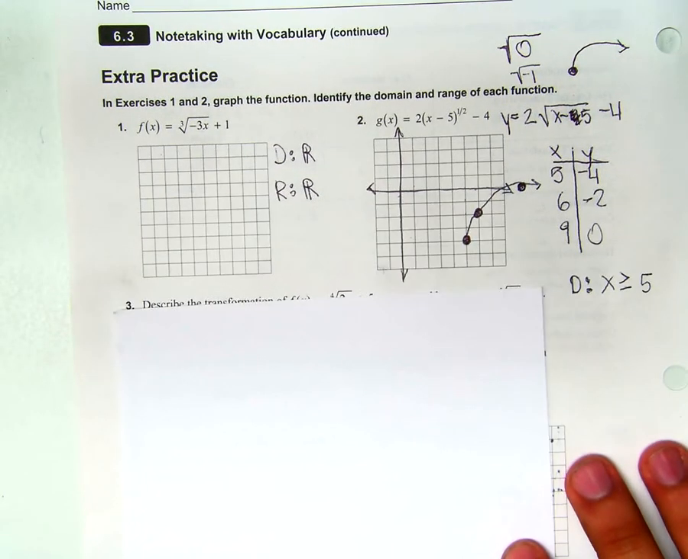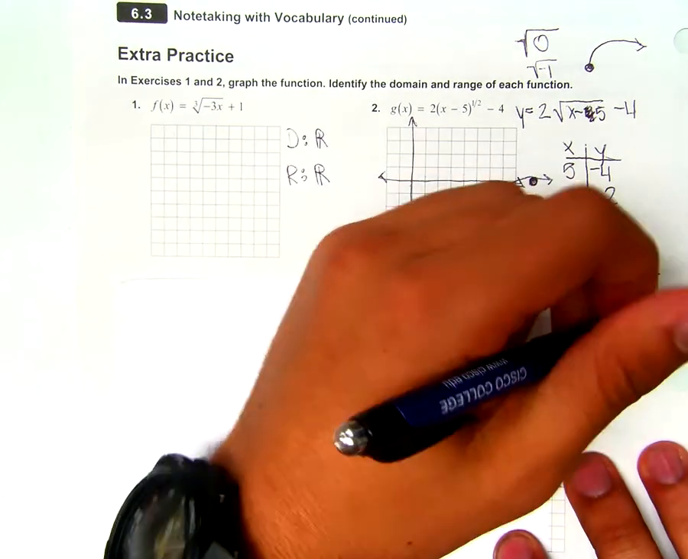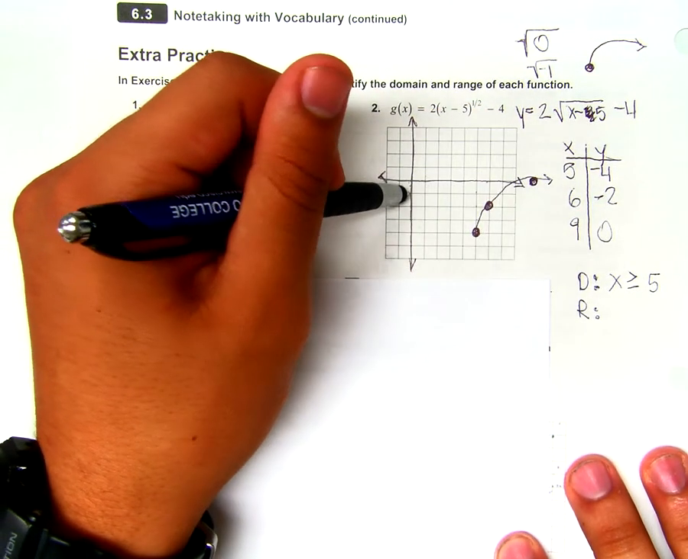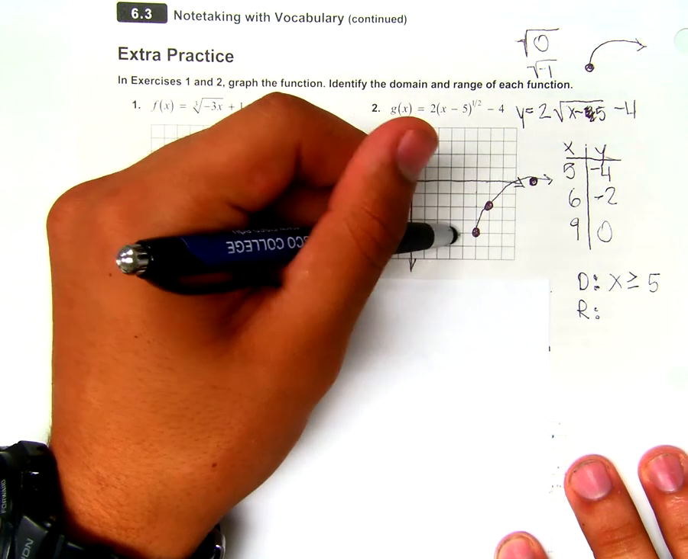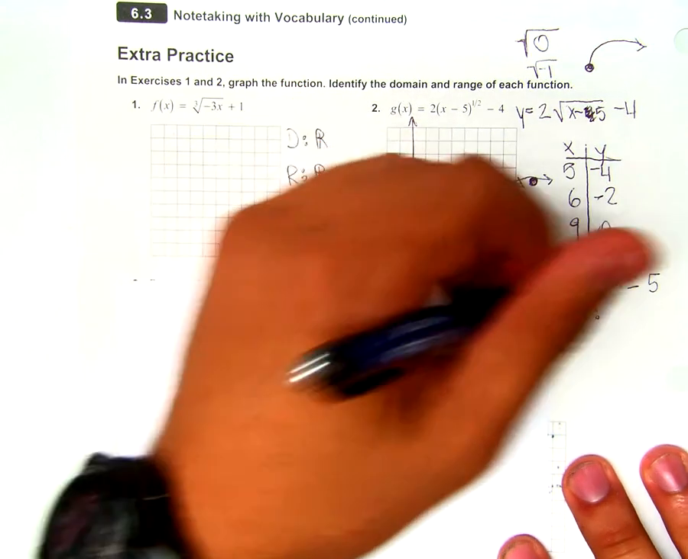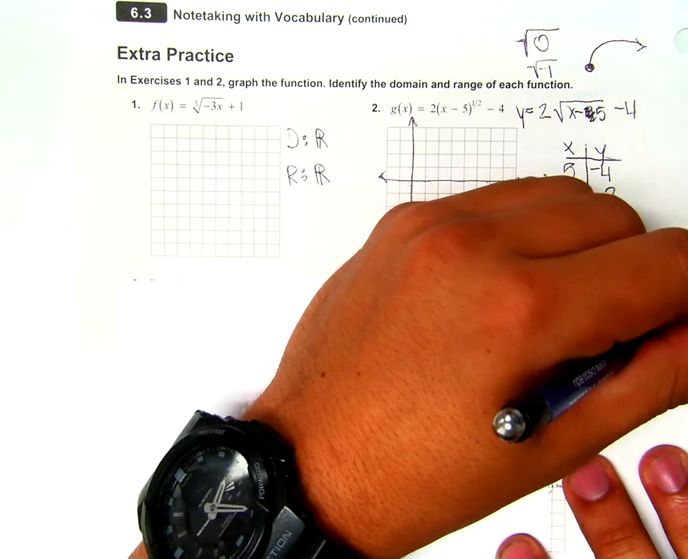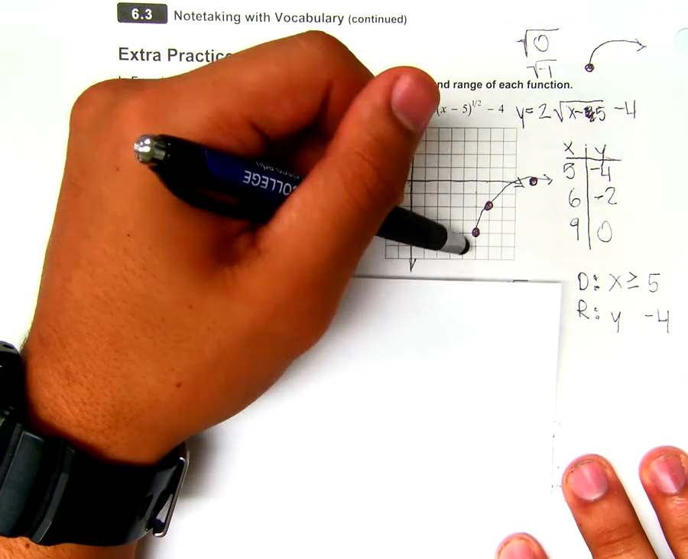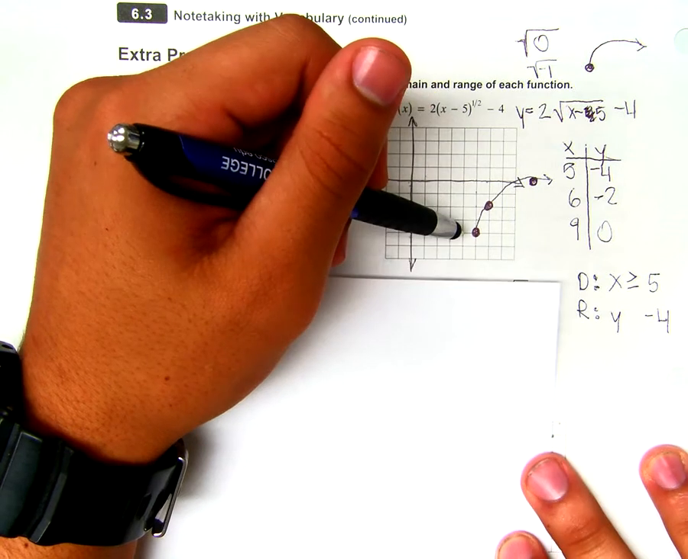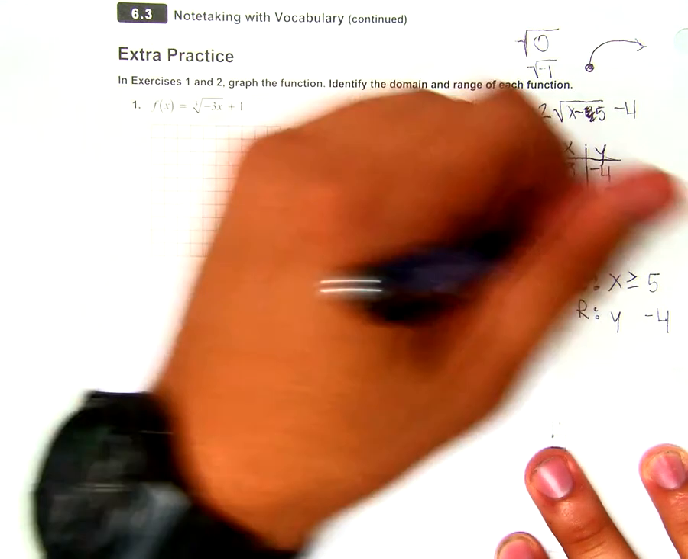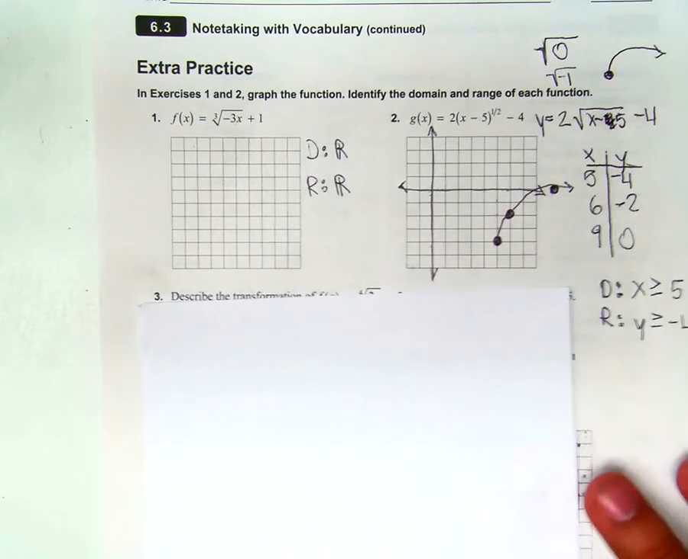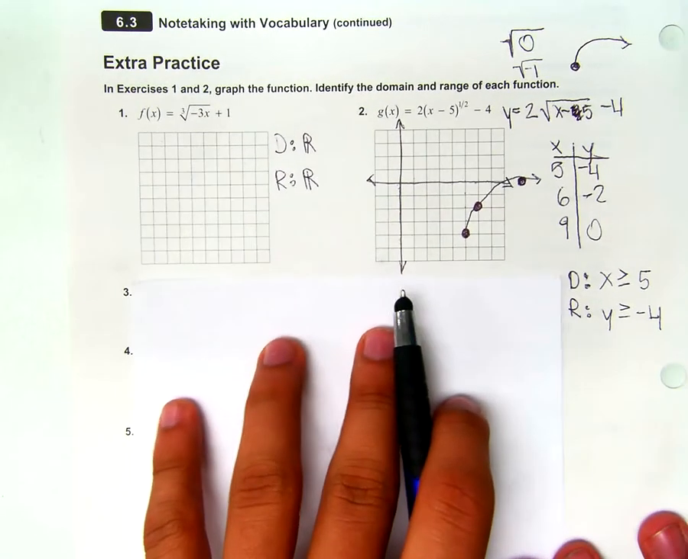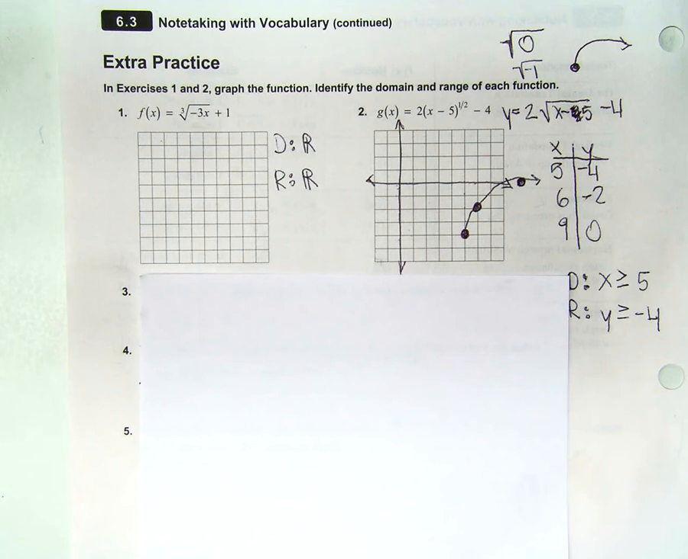Okay. The range, we're going to do the same thing. Okay, the range, we're going to look at the y values. So 1, 2, 3, 4 starts at -4. So we have y -4. Then we have to figure out, is it greater than or less than? Well, the y values are all greater than. So it's greater than or equal to. Again, because it's a solid dot, it's equal to. So this is how you find the domain and range.